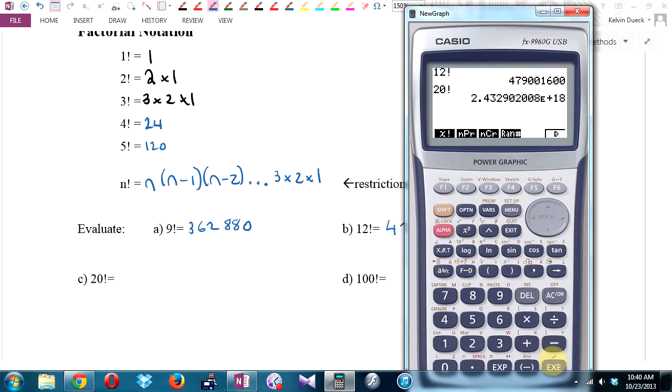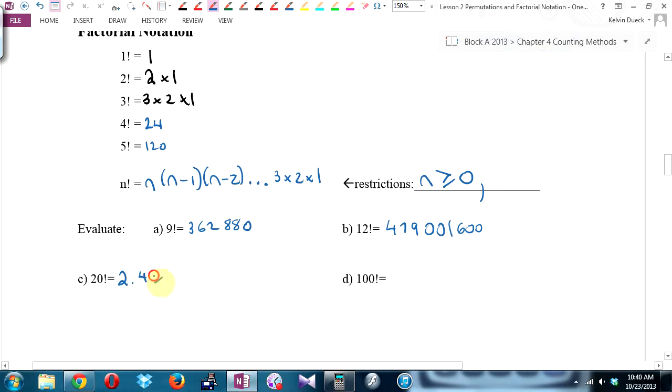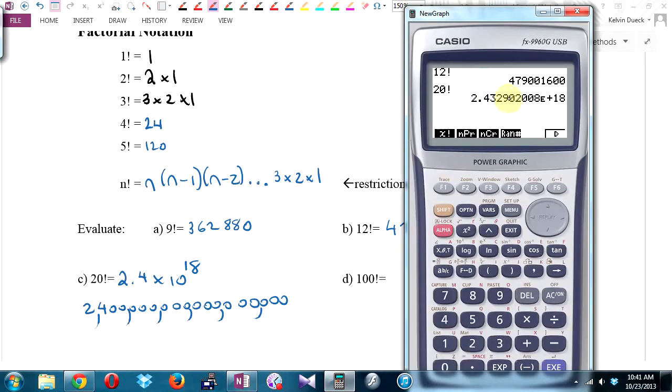2.4 times 10 to the 18th. It's saying you're going to have a 2, a 4, and 1, 2, 3, 4, 5, 6, 7, 8, 9, 10, 11, 12, 13, 14, 15, 16, 17 zeros. There's 2.4 times 10 to the 18th. That's not quite right because I ignored the 3, whatever. It's a rough estimate.